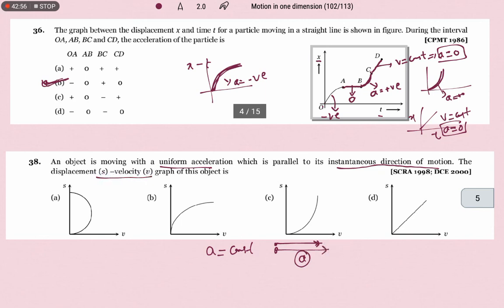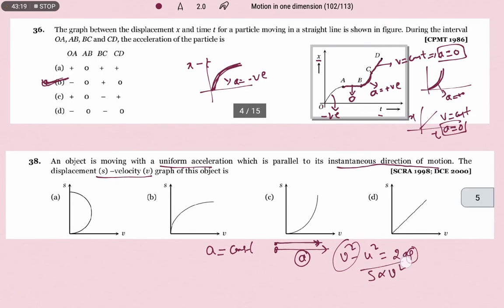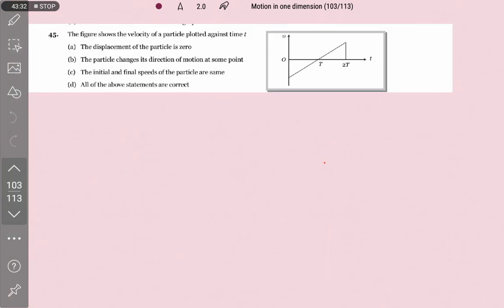Displacement and velocity graph. So how can we get it? v squared minus u squared equals 2as. Okay, so they are asking for the s-v graph. So s is directly proportional to v squared, so the graph should be a parabola. So what is the graph? This will be the graph. Let us see the next one.